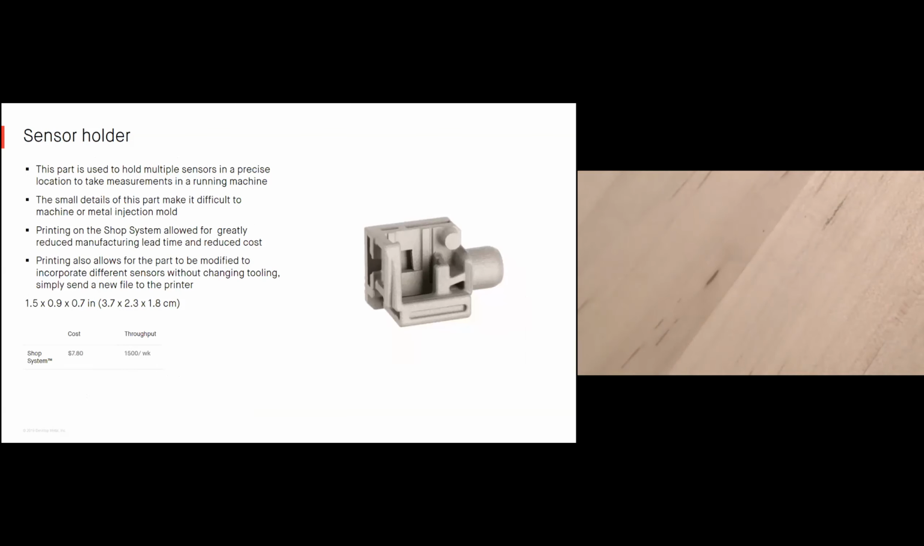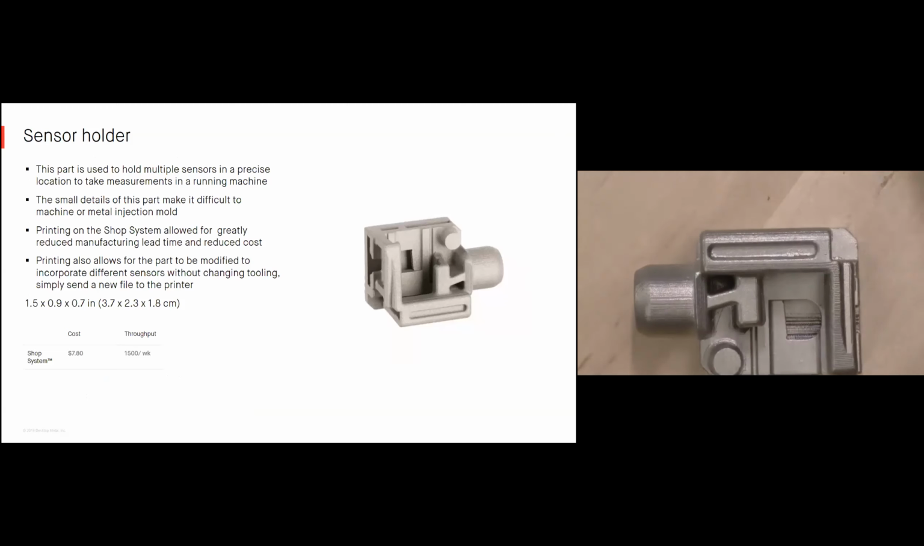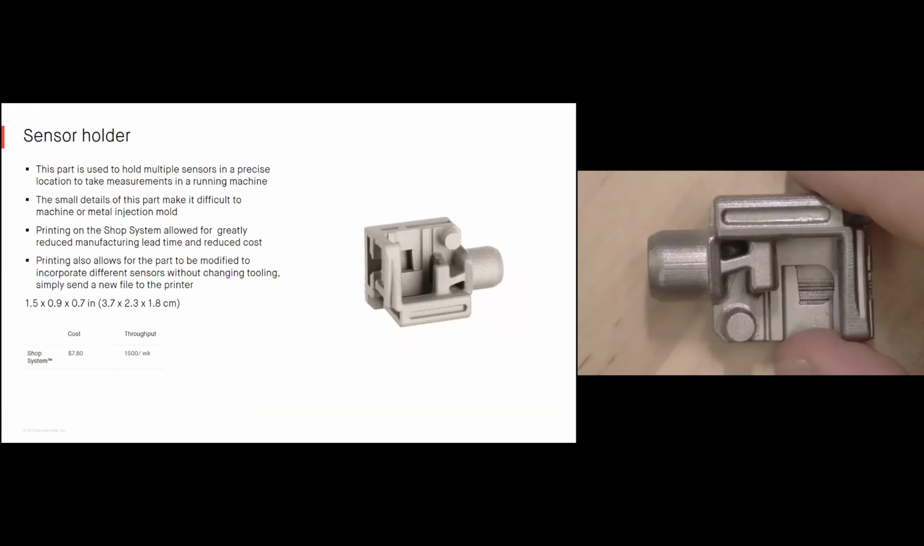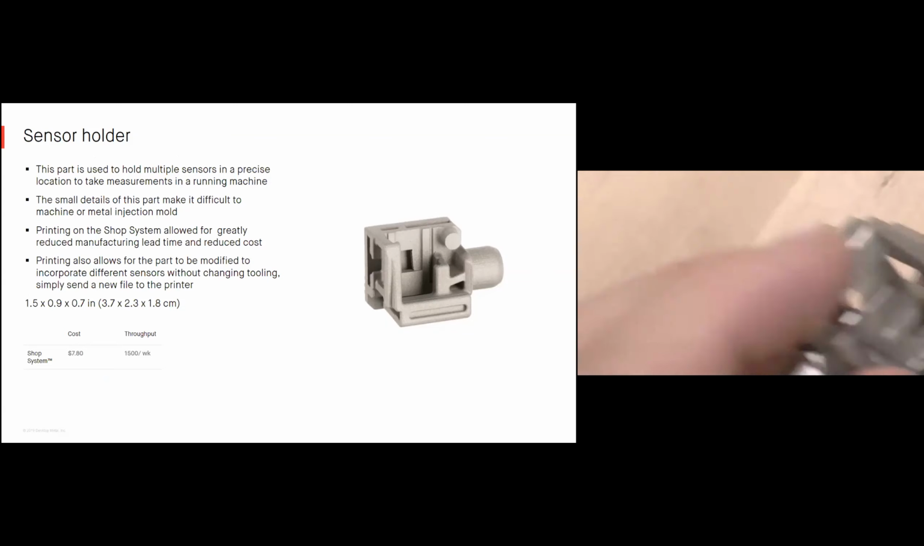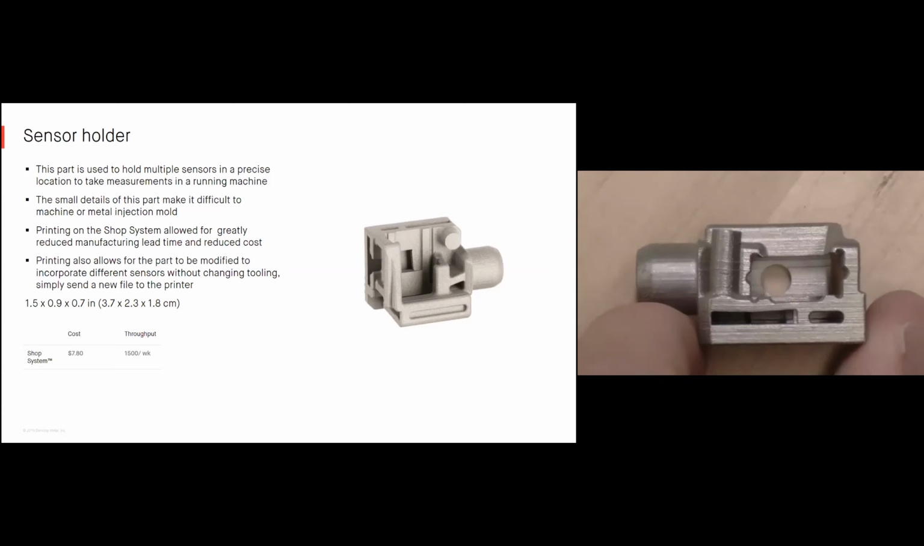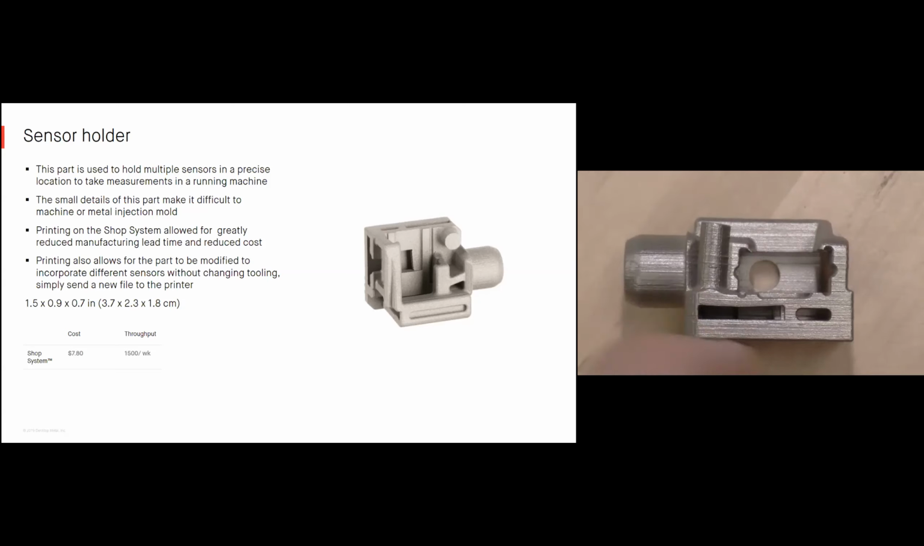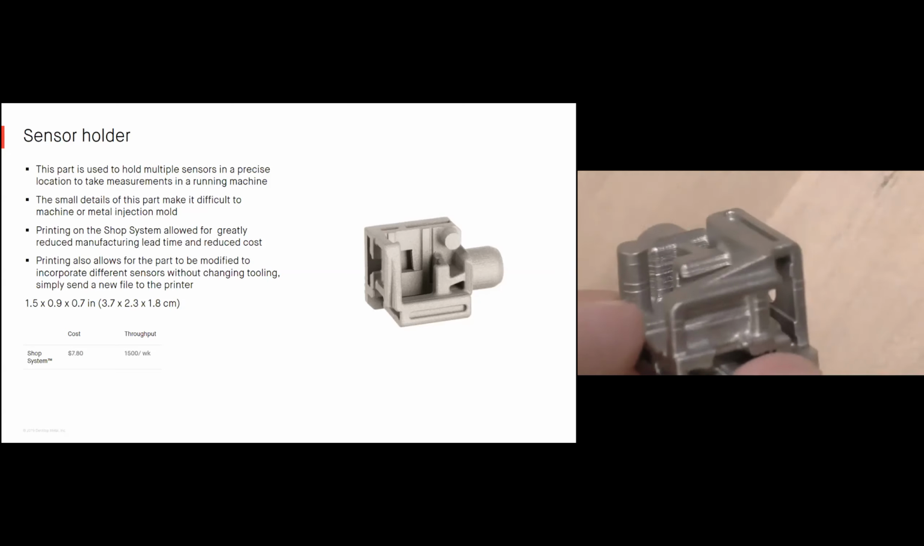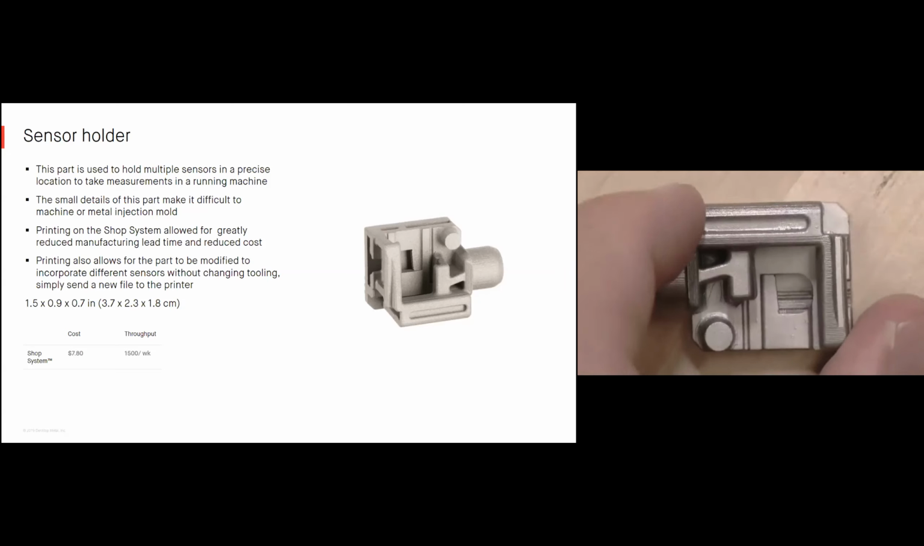Sensor holder. This is another part that I have with me here today. I think I have almost all the parts we're going to talk about. This part is used for holding multiple different sensors in a precise location to take different measurements on a running machine. The small details on this part would make it very difficult to machine, as well as some of the overhangs featured here. It would also be incredibly difficult to metal injection mold because some of these overhangs would require live action tooling and sliders of that nature.